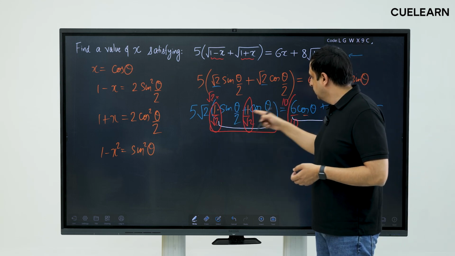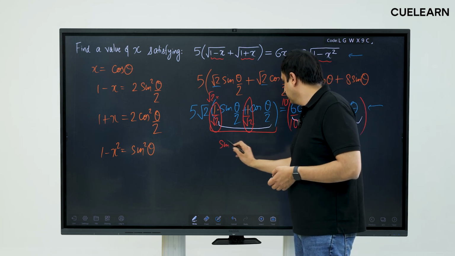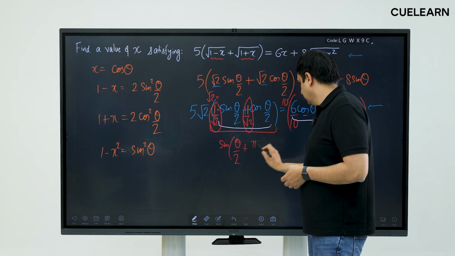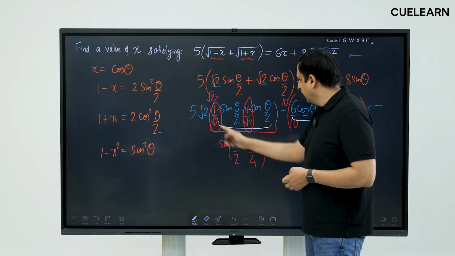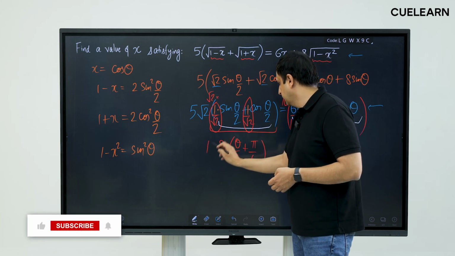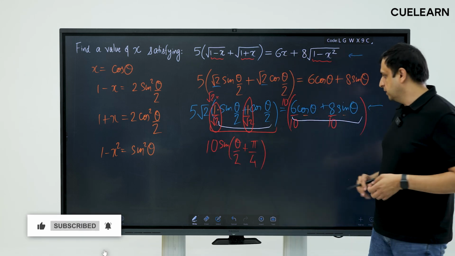So, this expression can simply be written as sine of theta by 2 plus that angle alpha, which is pi by 4, like this. And what do we have as the coefficient outside? So, 5 root 2 times root 2, which is 10. So, the left side then simply becomes 10 times sine of theta by 2 plus pi by 4.